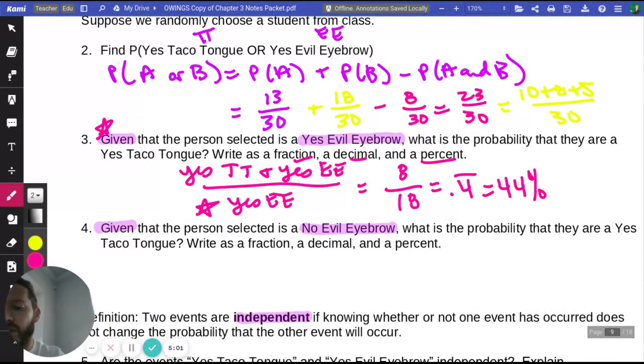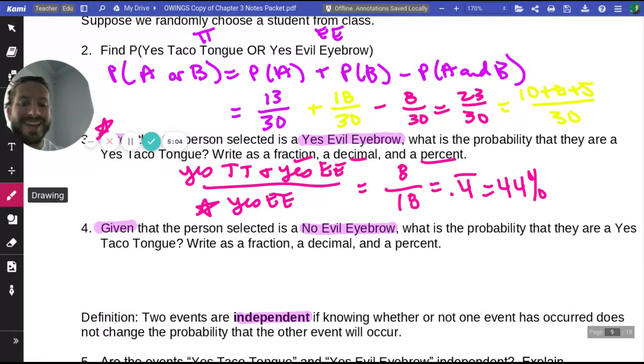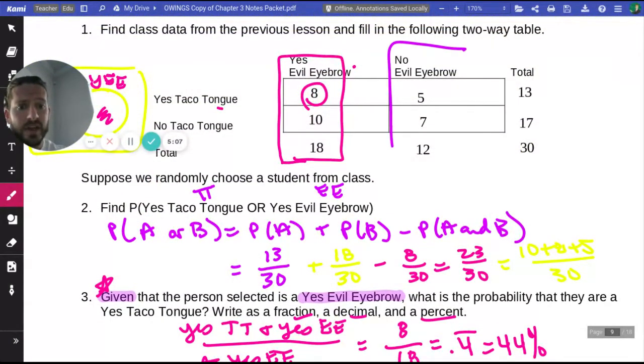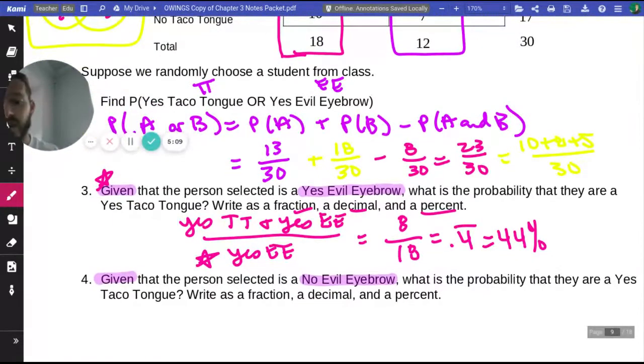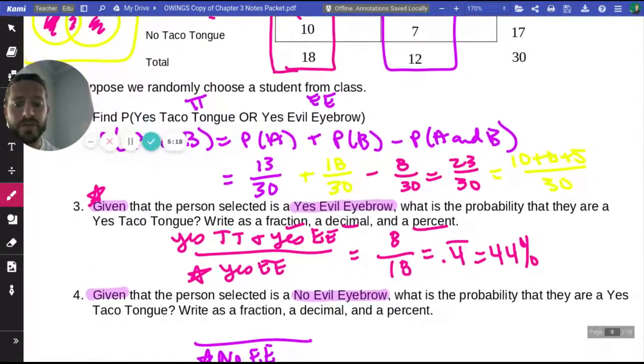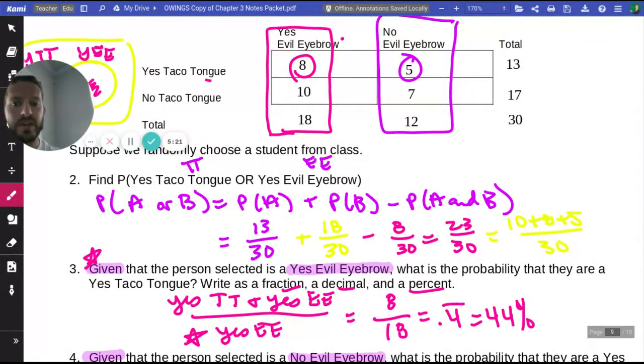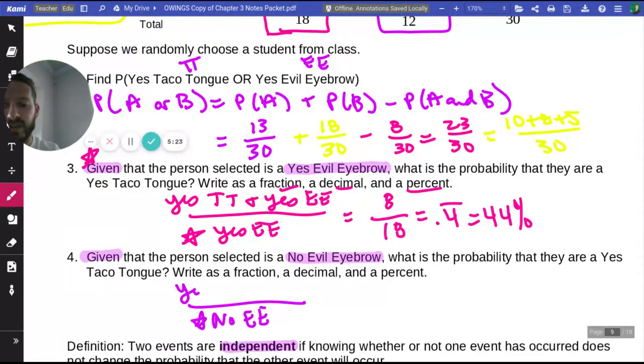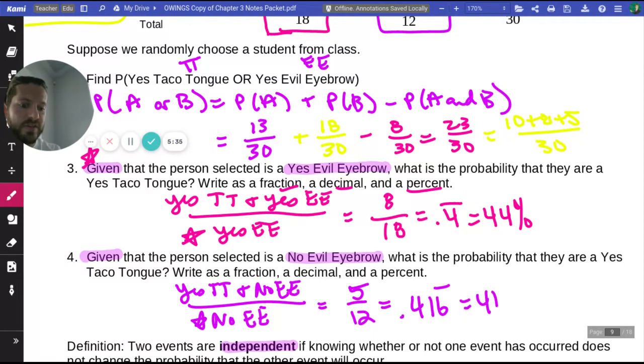Now we're just going to focus on people who cannot do evil eyebrow. So focusing on these 12 people here, our new denominator is cannot do evil eyebrow. How many of those people can do taco tongue? 5 of them can. So this is yes, taco tongue, and no evil eyebrow. That'll give us 5 out of 12, which is about 0.416, which we can say is 41.6, maybe 41.7%.